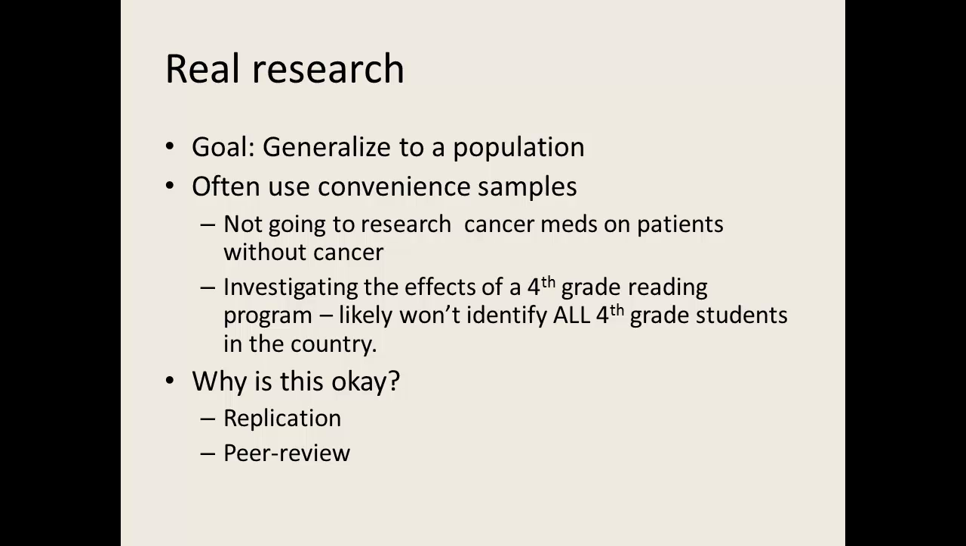So realistically, real research will use contrived samples, but it is done in such a way that the results at least have uncertainty about them that can be predicted. And that's going to take us into the rest of this chapter where we start talking about sampling distributions of sample means and confidence intervals.